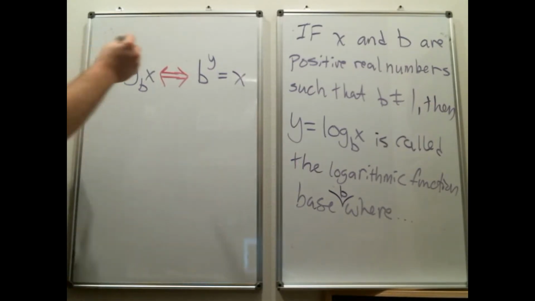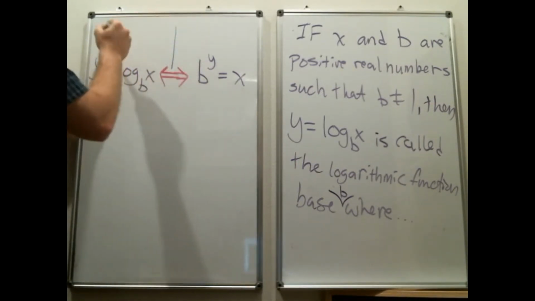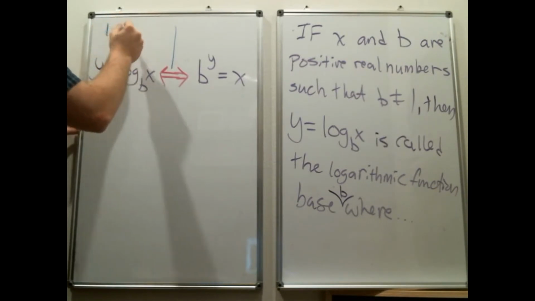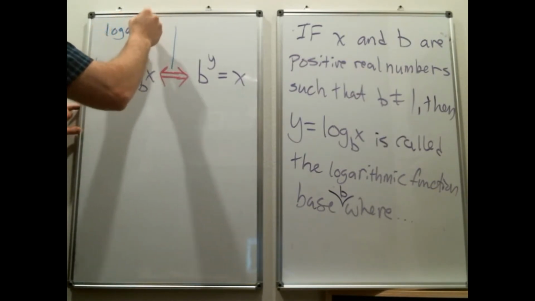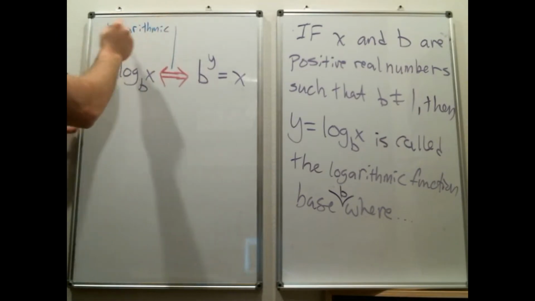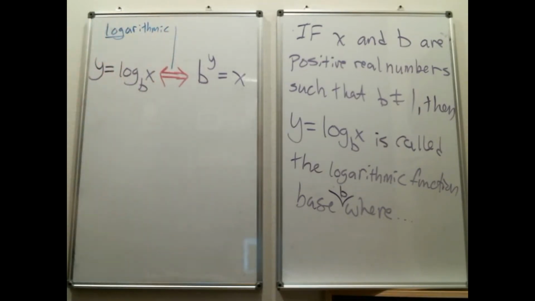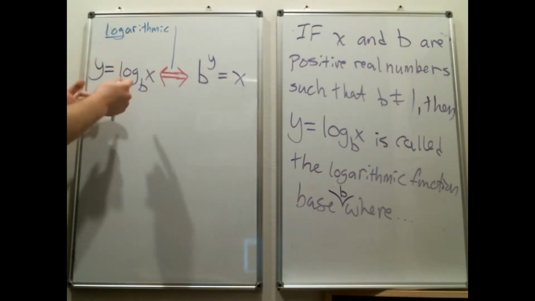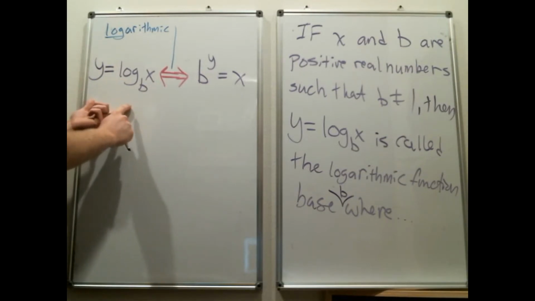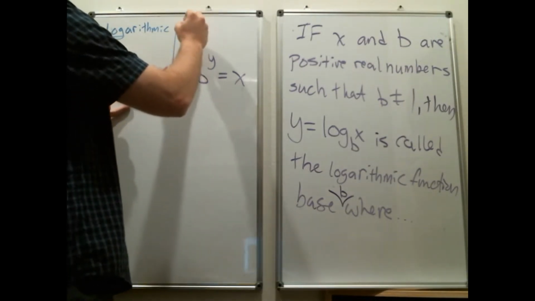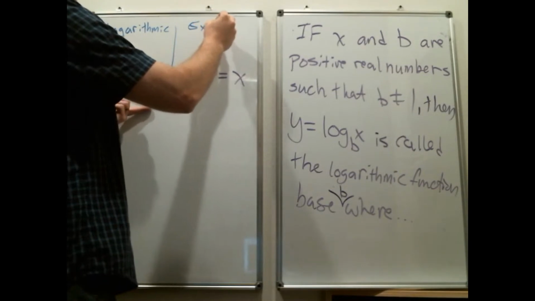So to kind of label what's going on here, this is the log side, logarithmic. I'm going to start just writing log from now on, but that's the logarithmic side. And if you're in log form and you want to convert to exponential form, this is the exponential side.